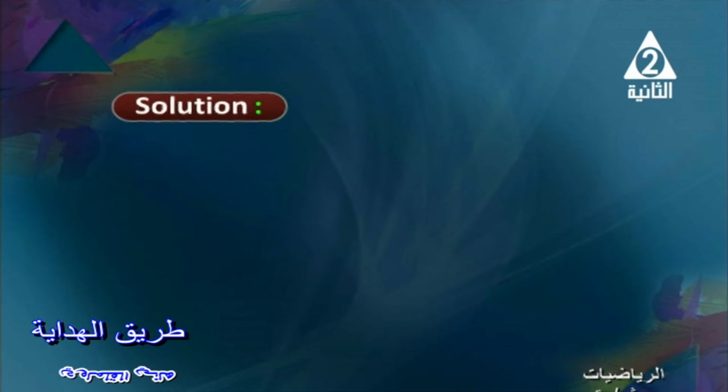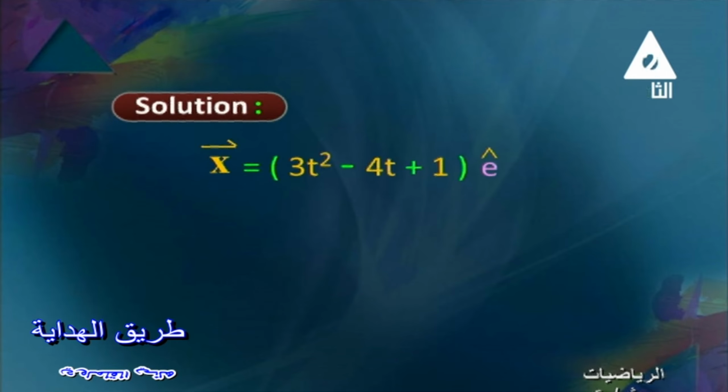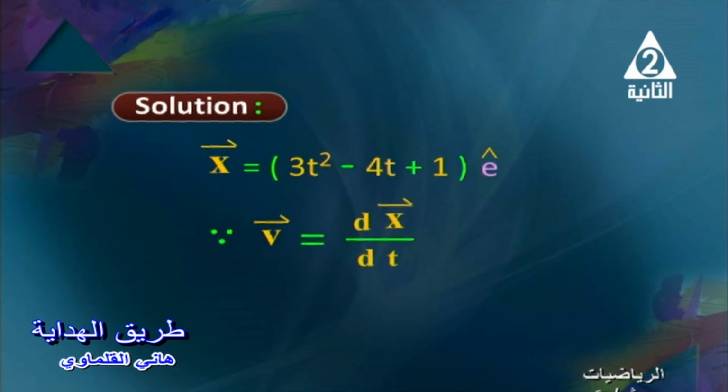We have a relation between vector x and time t. Vector x equals 3t power 2 minus 4t plus 1 e, where vector e is the unit vector in the direction of the motion of the car. We can get the velocity vector. Velocity vector equals the rate of change of position vector with respect to time, or vector v equals the derivative of vector x with respect to the time t.